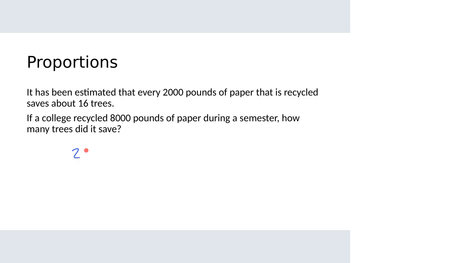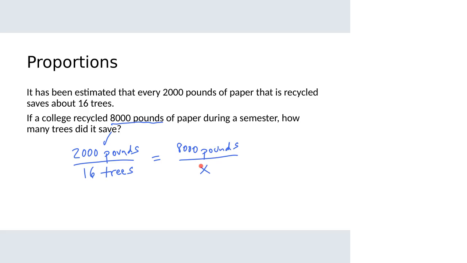If I want to set up a fraction over here that's 2,000 pounds on top and 16 trees on the bottom, that's great. Now what I'm going to do then is over here, my 8,000 pounds, I put pounds on the top in this fraction, so I need to make sure I put my 8,000 pounds on the top of that fraction. And then the trees, how many trees did it save? We could just call that X. That goes in the denominator.